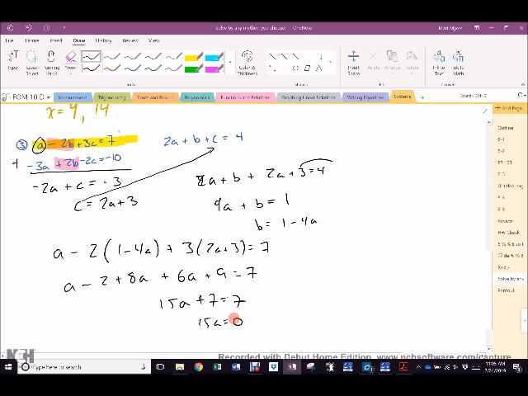Can that be? Then a would be 0. Does that work? Or have we made an error somewhere? We must have made an error somewhere, right? Because if a is 0, none of the rest works. Right? So let's go back and have a look.